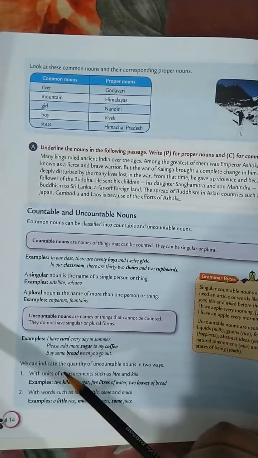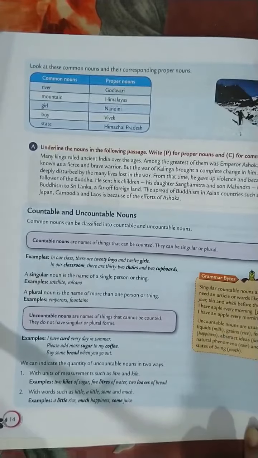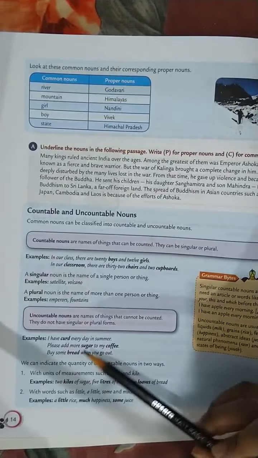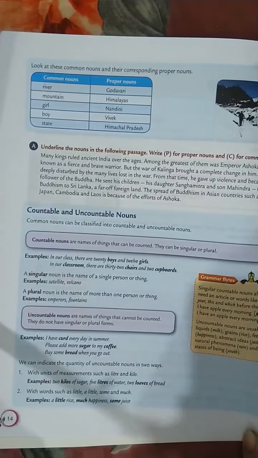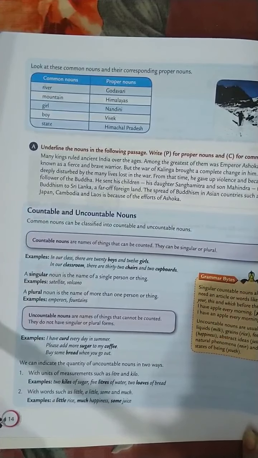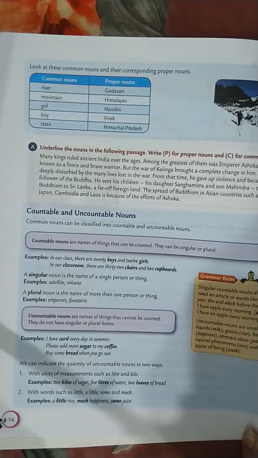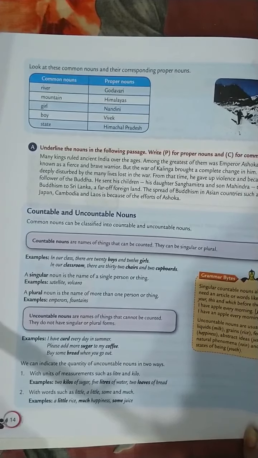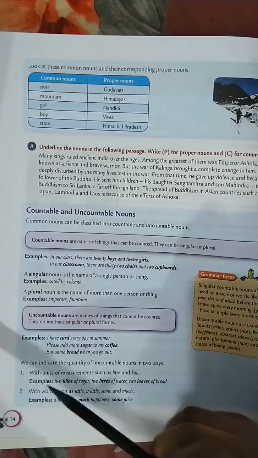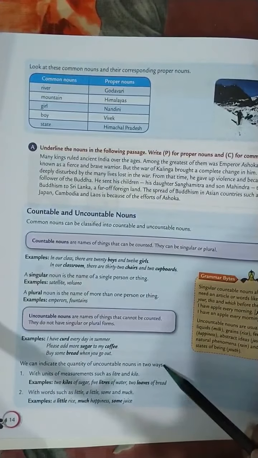We can indicate the quantity of uncountable nouns in two ways. Though here bread you cannot count, a loaf of bread you can say. Though coffee you cannot count, you can measure the quantity, like a cup of coffee, 1 cup, 2 cups, 3 cups. So here we can indicate the quantity of uncountable nouns in two ways.